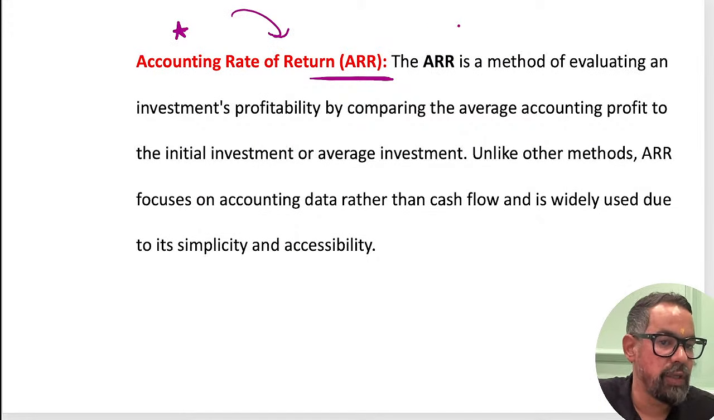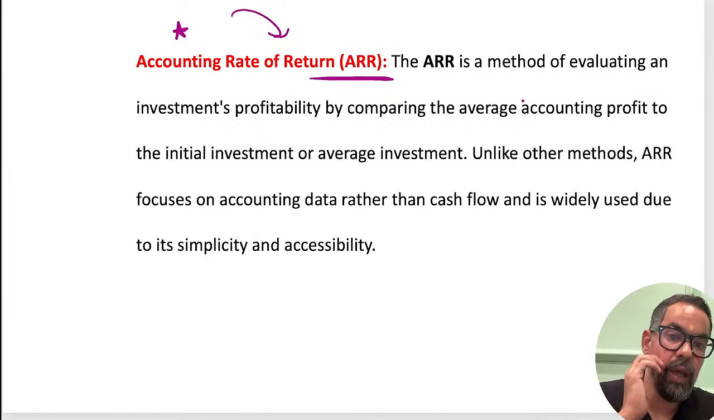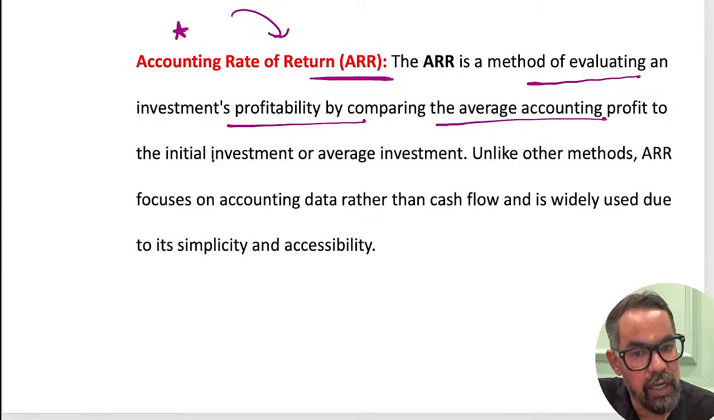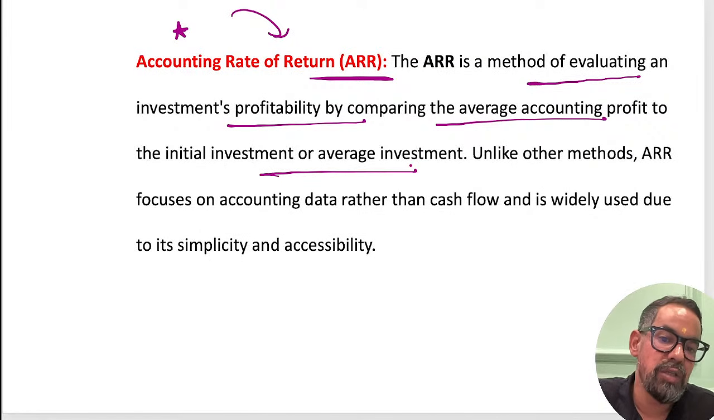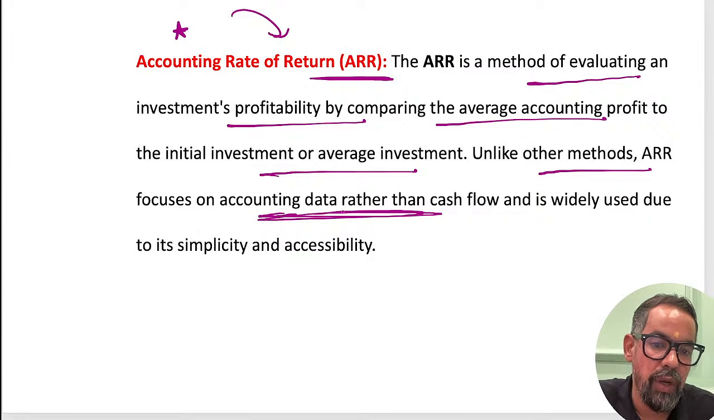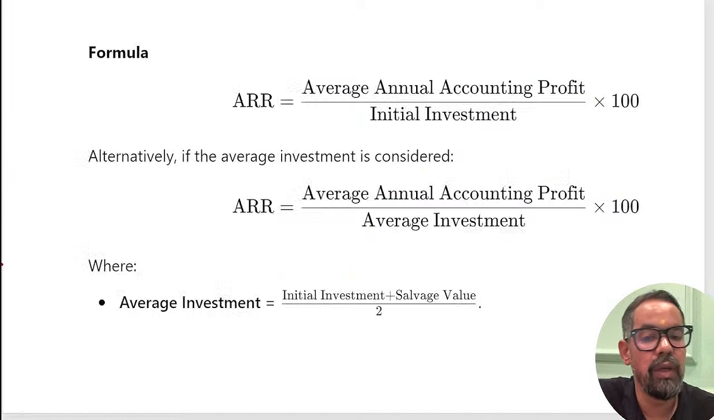When it comes to this, again this is one of the simplest methods. You just have to remember one formula. ARR is a method of evaluating an investment's profitability by comparing the average accounting profit to the initial investment or average investment. Unlike other methods, ARR focuses on accounting data rather than cash flow, and is widely used due to its simplicity. How do we calculate this one?